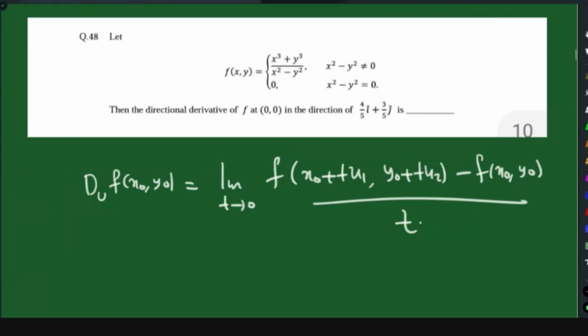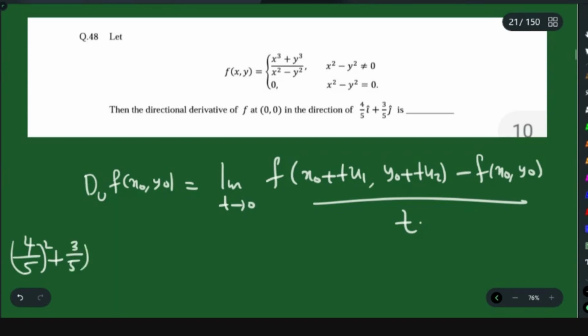The given one is a unit vector, right? Because (4 by 5) whole square plus (3 by 5) whole square is 16 plus 9, that is 25, and 25 by 25 is 1. So 4 square plus 3 square is 5 square. The given one is a unit vector, so there is no problem. In some cases they will not give a unit vector. To make it a unit vector, you just divide by its length.